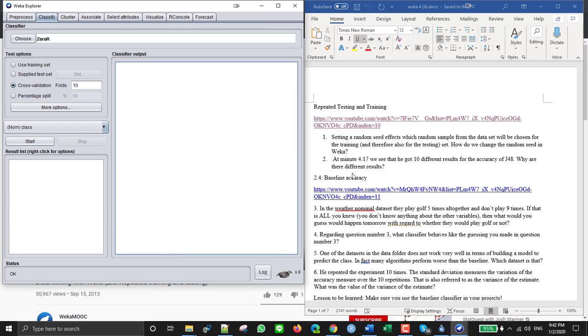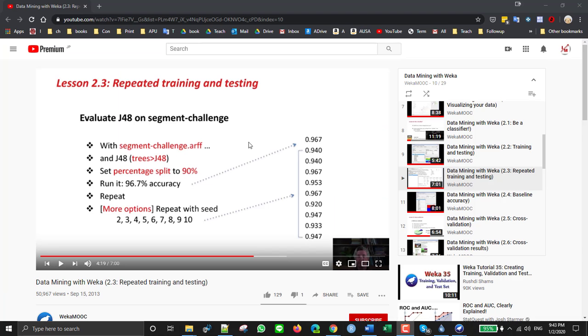Number 2, at minute 4:17, we see that he got 10 different results for the accuracy of J48. Why are there different results? So you can see there are 10 different results here. And what he did is he just changed the seed, and then repeated the training. So each time he's going to get a different accuracy.